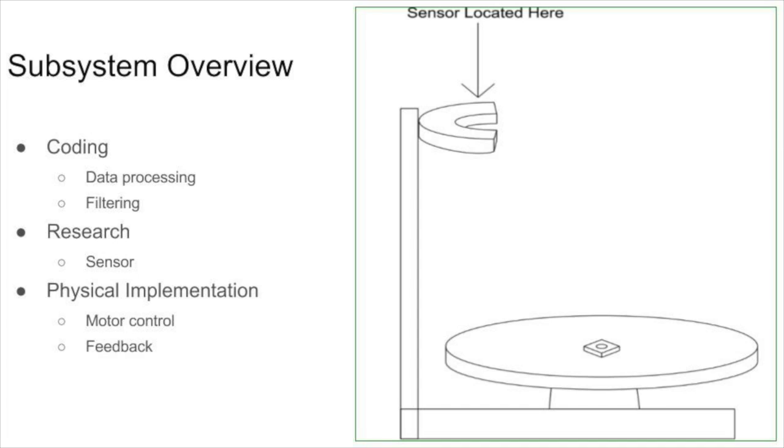On this slide, we have our subsystem overview. On the right hand side, we have a figure of what our device will look like. This is our initial plan on how we're going to design everything. And how we'll be designing it is split up into three subsystems. One subsystem is the coding. They're in charge of data processing and filtering the data. Research subsystem is in charge of sensor research and sensor implementation. And physical implementation subsystem is in charge of motor controls and feedback designs.